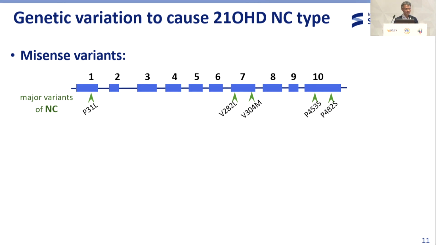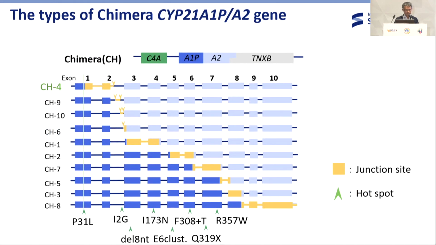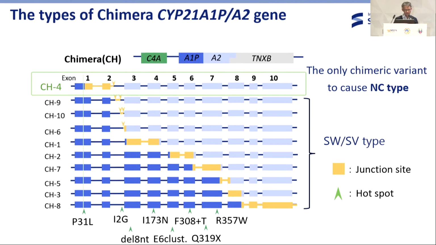Regarding the genotype of the NC type, there are three major variations. The first is missense variants, that is, P31L and other types of missense variants. The second is promoter variants, caused by the pseudogene, which reduce transcriptional activity. The third is the chimeric gene. There are 10 types of chimeric genes, but CH4 is the only chimeric gene that causes the NC type, and other types of chimeric genes cause the classical type of CAH.